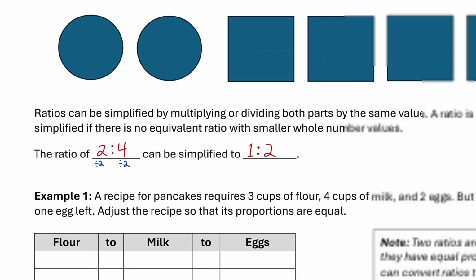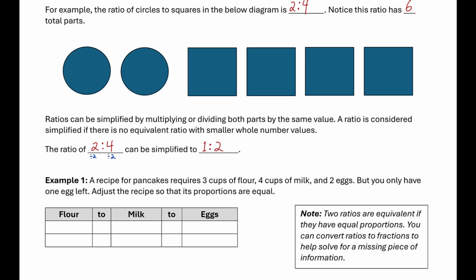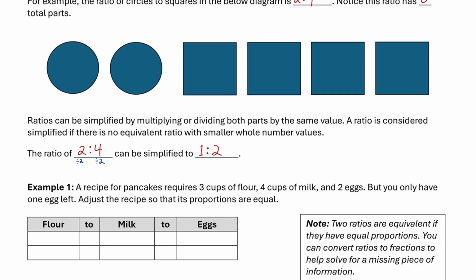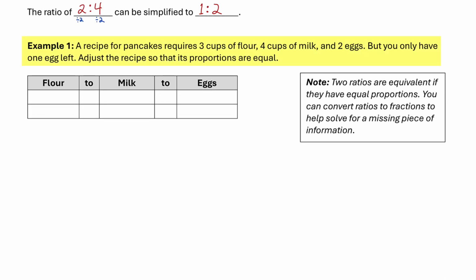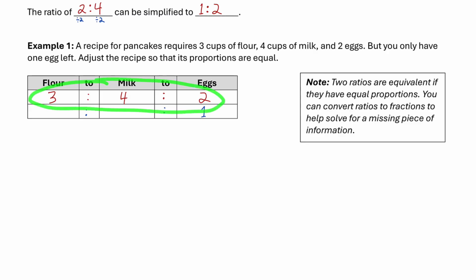And now let's look at our first example, where we encounter a problem where ratios are often used, and that's in recipes. In example 1, it says a recipe for pancakes requires 3 cups of flour, 4 cups of milk, and 2 eggs. So I've written the ratio of flour to milk to eggs as 3 to 4 to 2. But it says we only have 1 egg left, so we have to adjust this recipe so that its proportions are equal. So if we only have 1 egg, we have to figure out what would be the amount of milk and what would be the amount of flour to keep the proportions exactly equal to the ratio we have written above, 3 to 4 to 2.